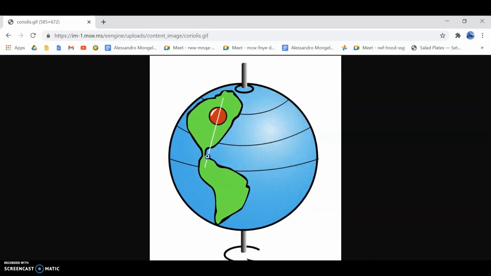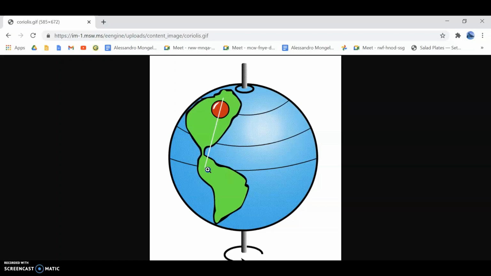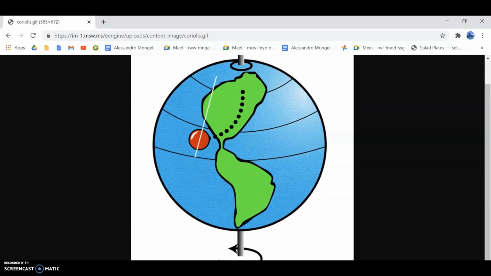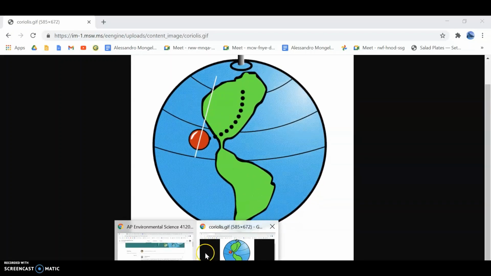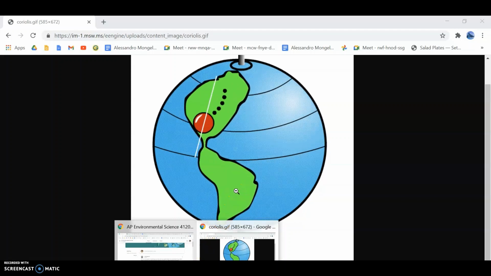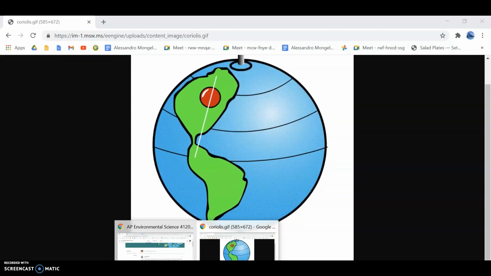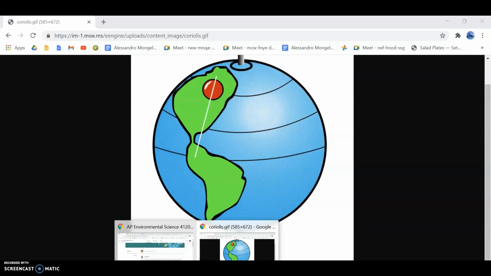Since the Earth is spinning while it's going on this line, you're going to have this curved effect. And that's pretty much where our wind currents come from. They call that the Coriolis effect. So whenever they talk about the Coriolis effect, know that they're talking about this phenomenon right here.